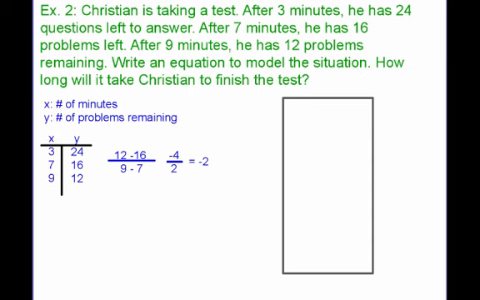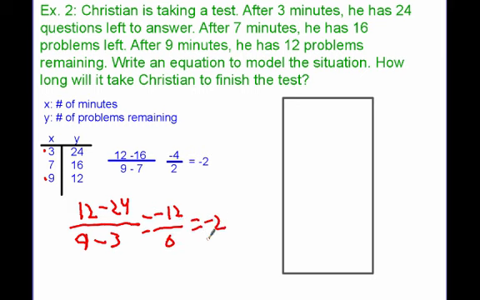Now, let's make sure that this is constant by picking two other values to test. So why don't we try (9, 12) and (3, 24). Do 9 minus 3. Oh, I'm making a mistake that many students make. We want to do 12 minus 24 divided by 9 minus 3. That gives me negative 12 over positive 6, which is negative 2.